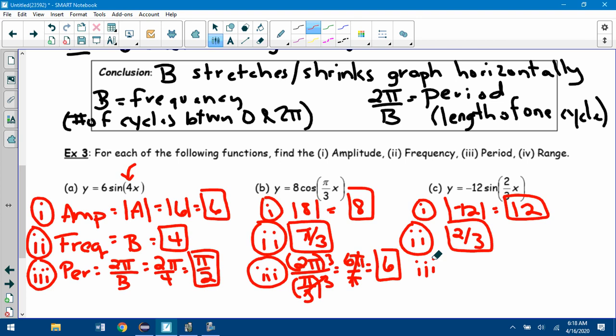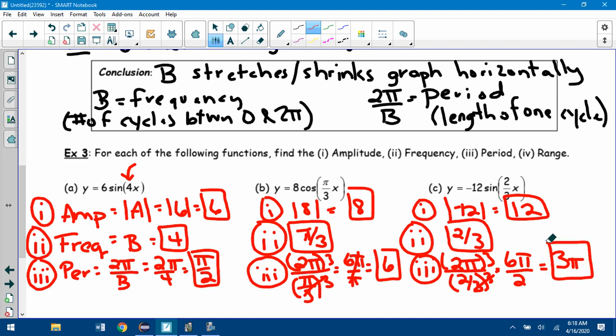And the last one over here, the period would be 2 pi divided by 2/3. You multiply top and bottom by 3. So now it's 6 pi over 2. So it would have a period of 3 pi. Take a distance of 3 pi to make one full cycle.